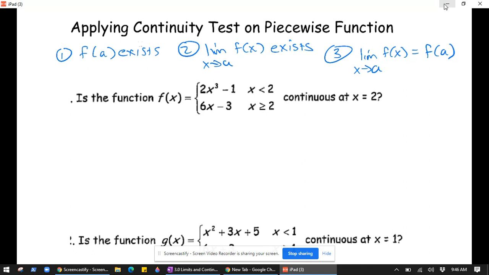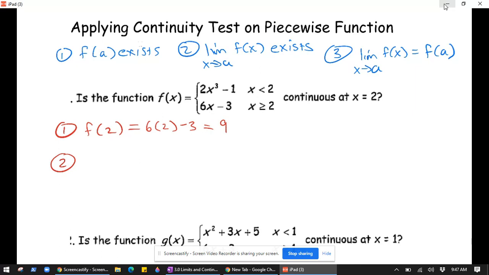So this question says, is the function f of x, defined as this piecewise function, continuous at x equals 2? So we apply the test. First, we need to see that f of 2 exists. So f of 2 is, according to this piecewise function, because it's defined as 6x minus 3 for x greater than or equal to 2, we substitute in 2 for x for the bottom piece. The value of the function, therefore, is 12 minus 3, which is 9.